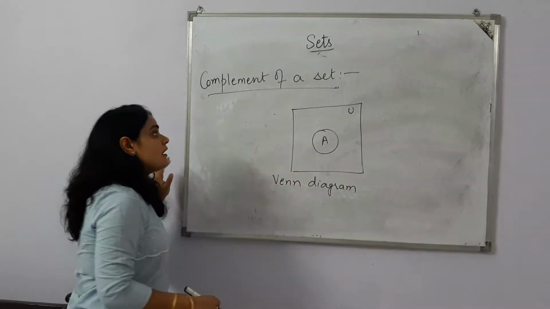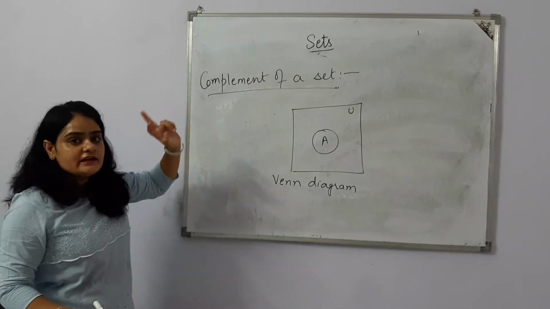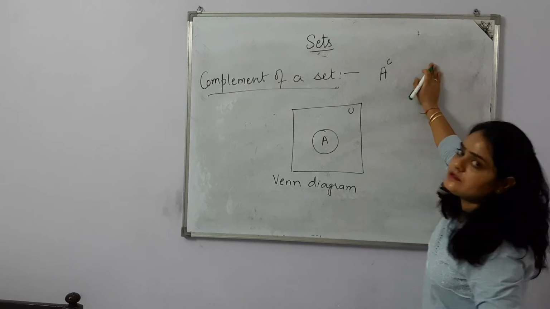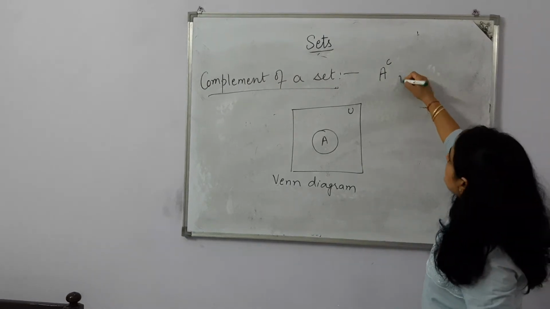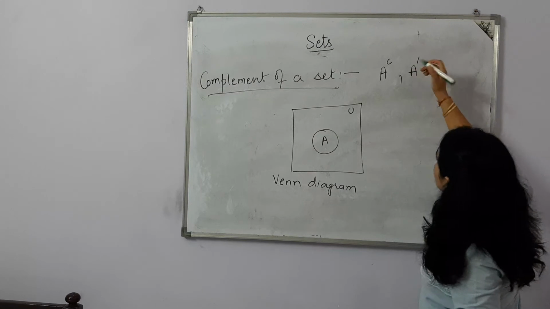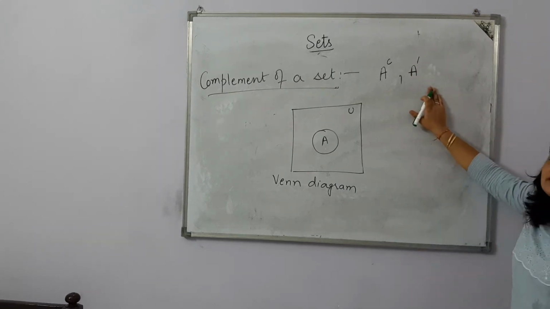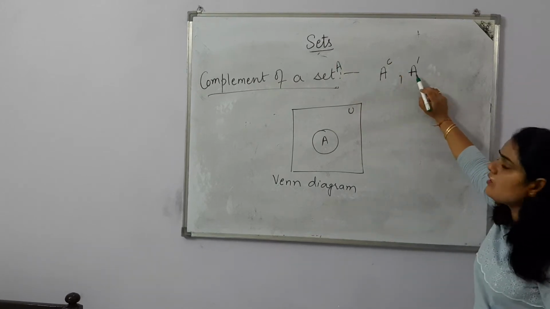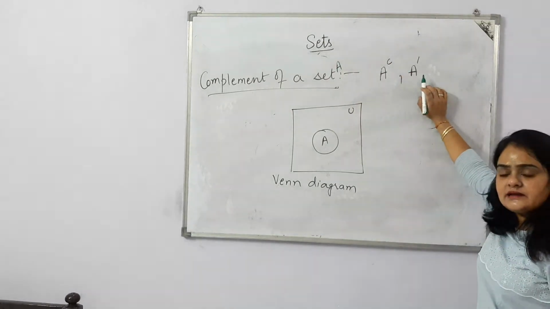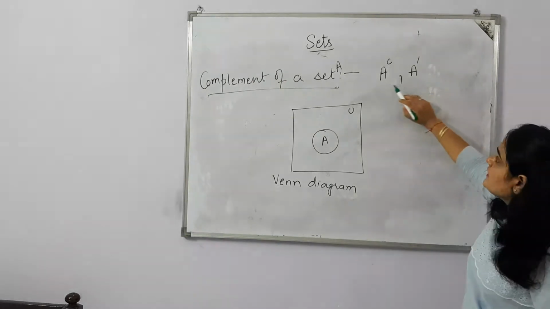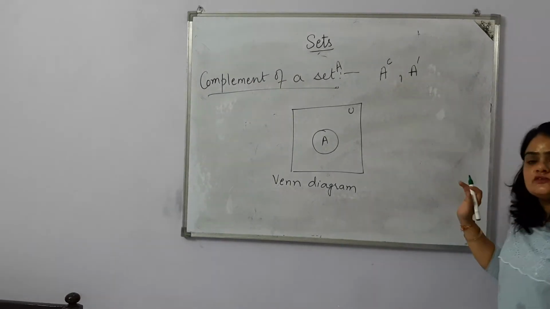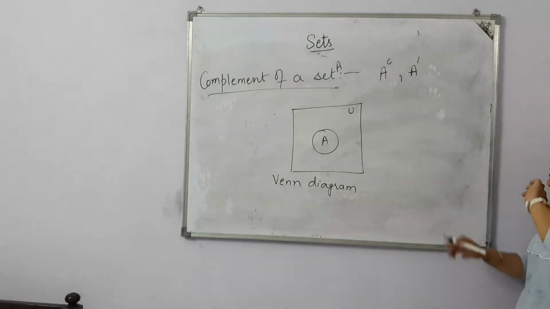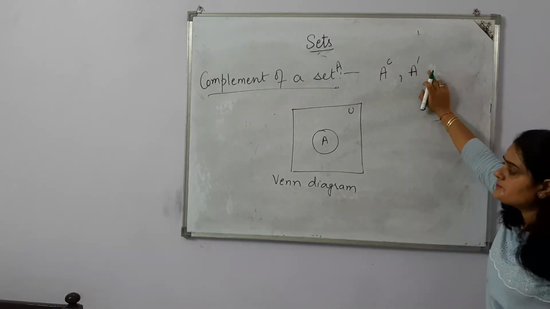The complement of set A will be denoted as A raised to power C. That means complement of A, or we can write A dash. Both are symbols for the complement of a set. If we have taken set B, then we'll write B raised to power C or B dash. So this is the name of a set, and C or dash is showing the complement of a set.